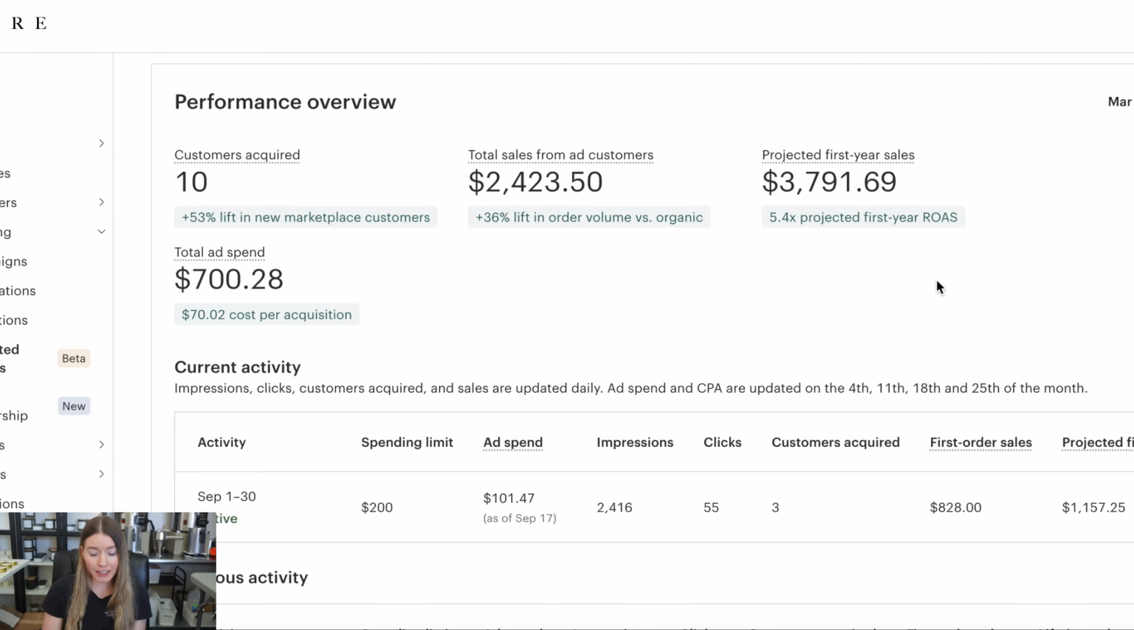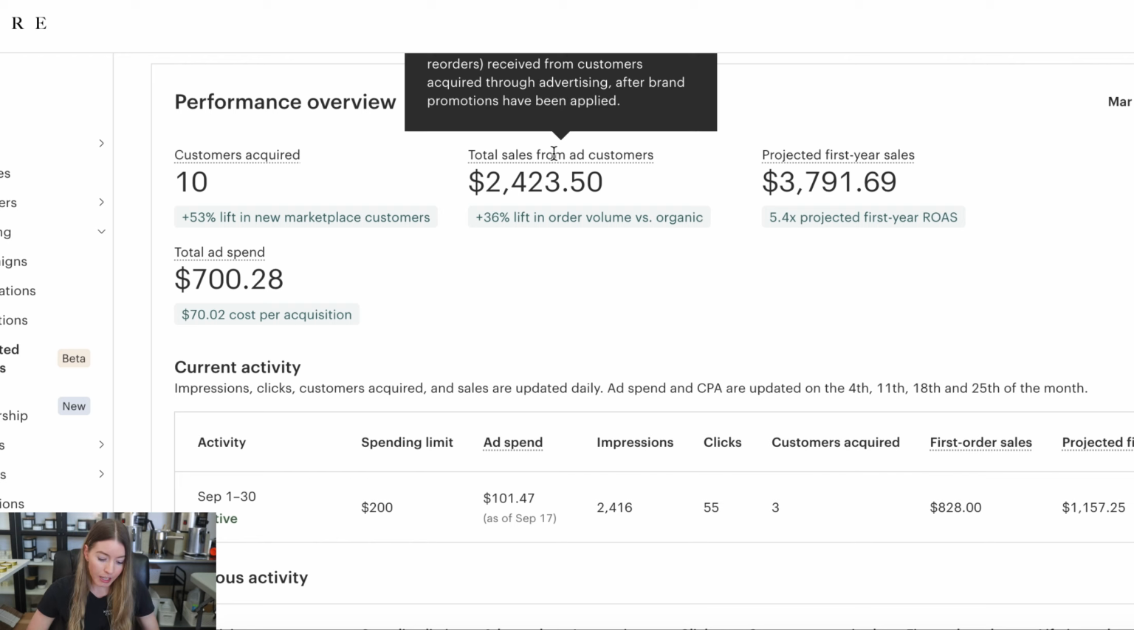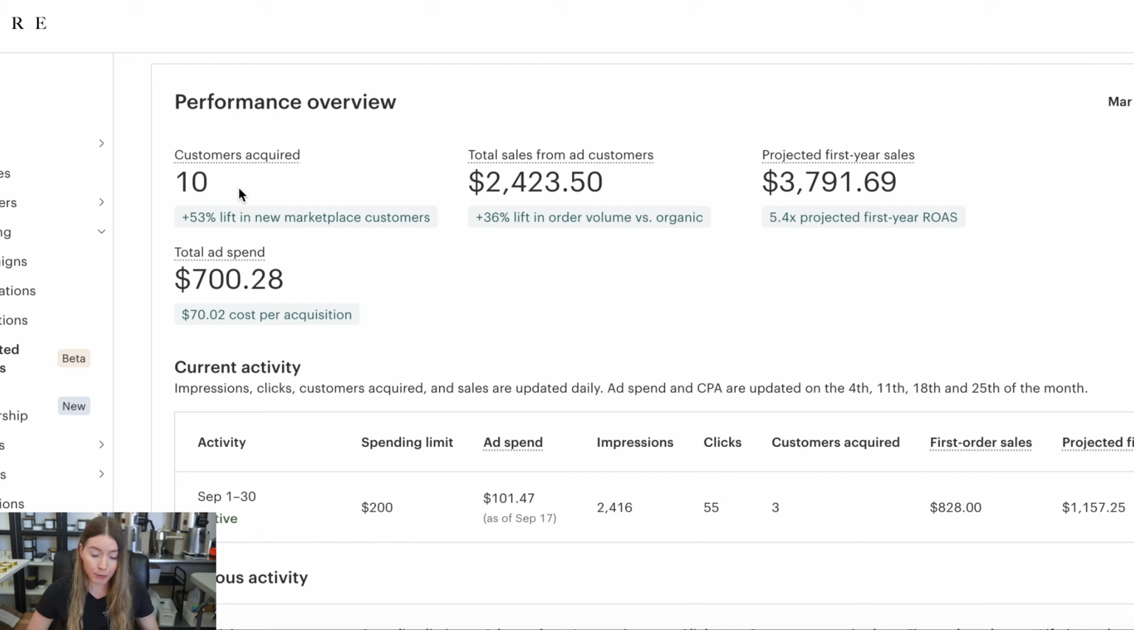So here's what the backend looks like of the performance section of the promoted listing. This is from March 22nd to September 24th, so basically exactly 6 months, almost on the dot. Since then, promoted listings has gotten us 10 new customers, and from that we have earned $2,423.50.